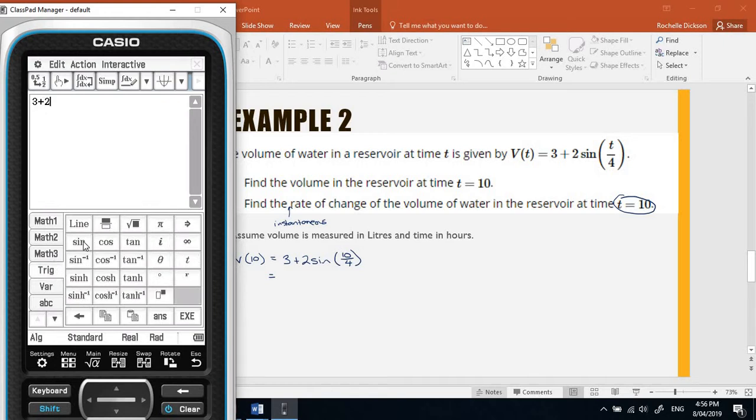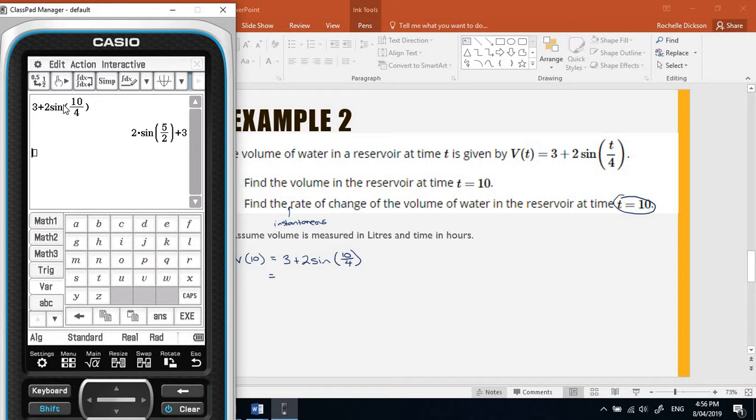We want sine of, I'm just going to use x instead of t because it's a bit easier, but you can use t from the variable menu if you wish. But sorry, no, we're not putting in x, are we? We're substituting in 10 at this point. Now, obviously it can't simplify. We're going to do this correct to 2 decimal places.